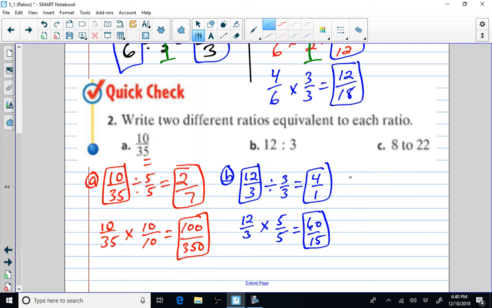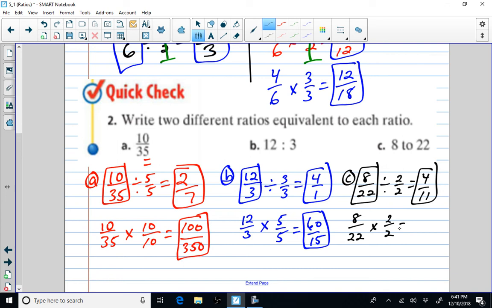All right, let's try example C. I have 8/22. First, let's try division. What can I divide both 8 and 22 by? 2/2. Correct. 8 divided by 2 is 4. 22 divided by 2 is 11. 4/11 is the same as 8/22. Let's take that same value, 8/22, and multiply by 2/2. Keep the number small because it's pretty easy to multiply by 2. 8 times 2 is 16. 22 times 2 is 44. 16/44 is the same as 4/11. 4/11 is the same as 8/22.